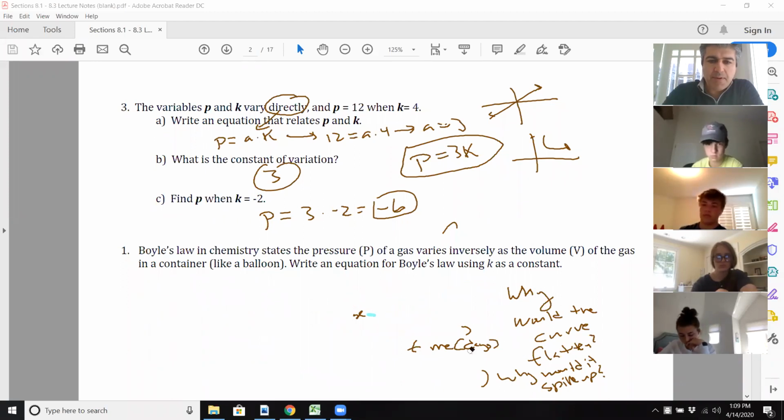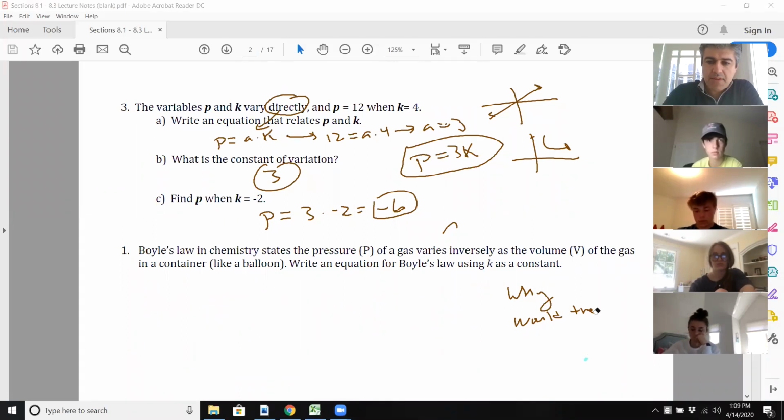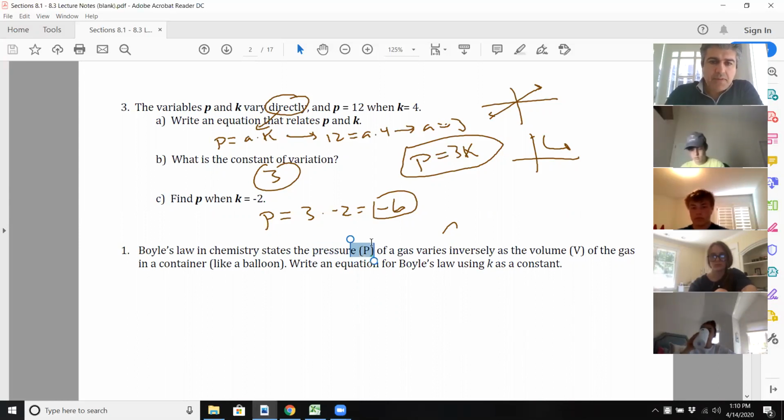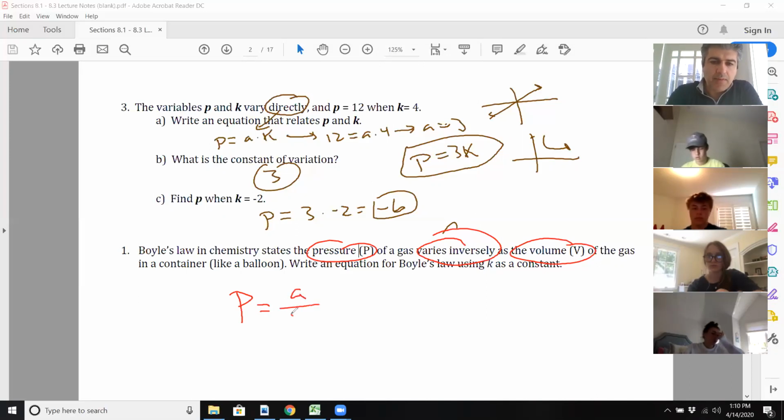So let's talk about this example here, and then we'll talk about joint, and I'll have you guys do some practice. Okay, so this is a chemistry example, not as exciting, but still very relevant. Boyle's law states that pressure varies inversely with volume. So that means that P equals A over V.